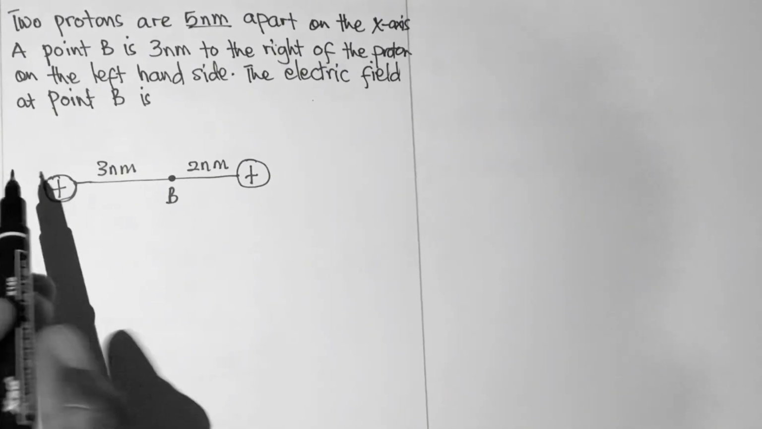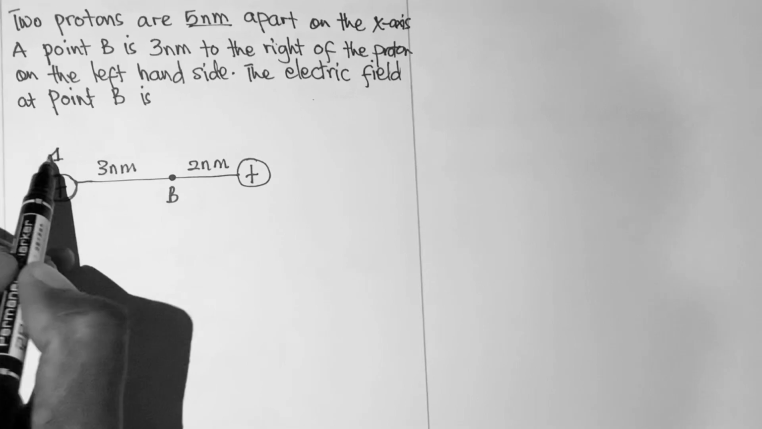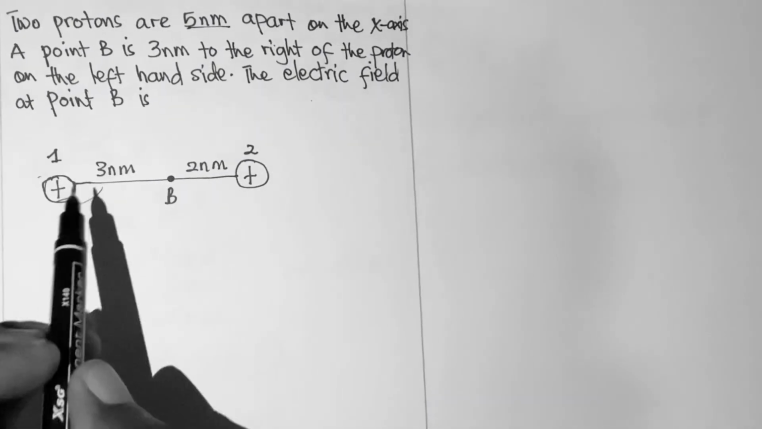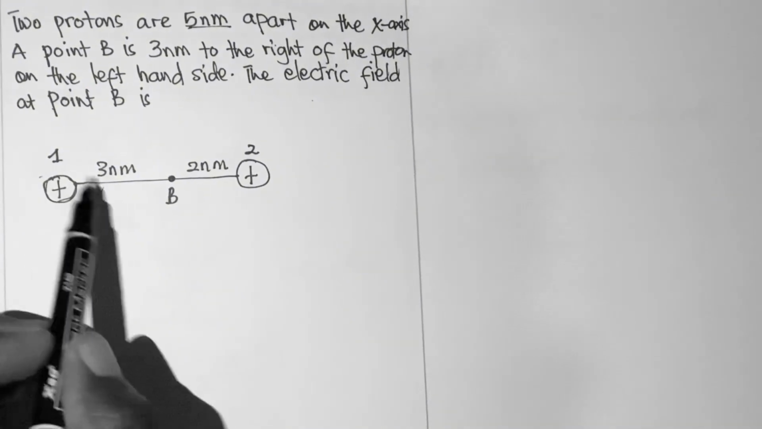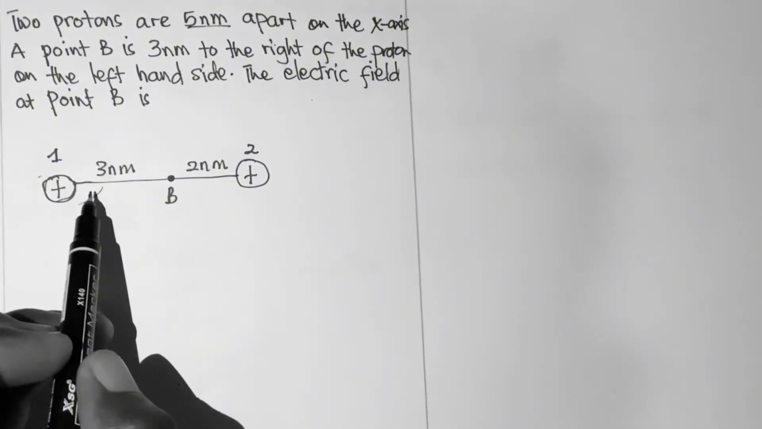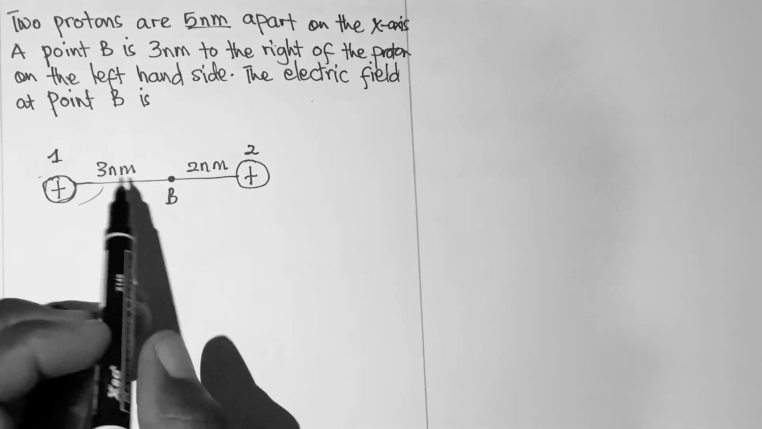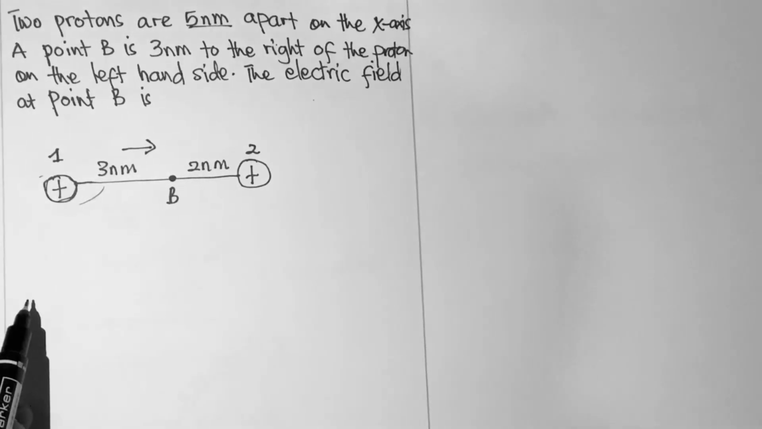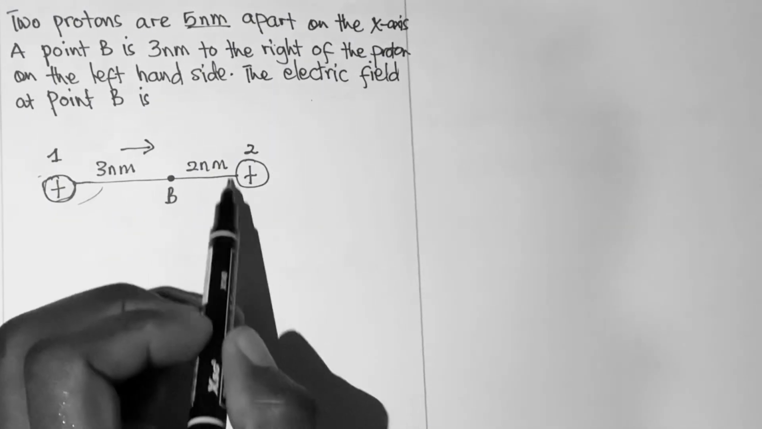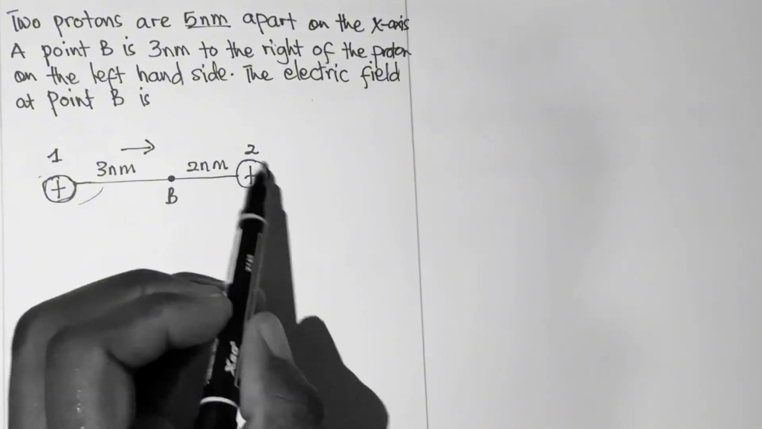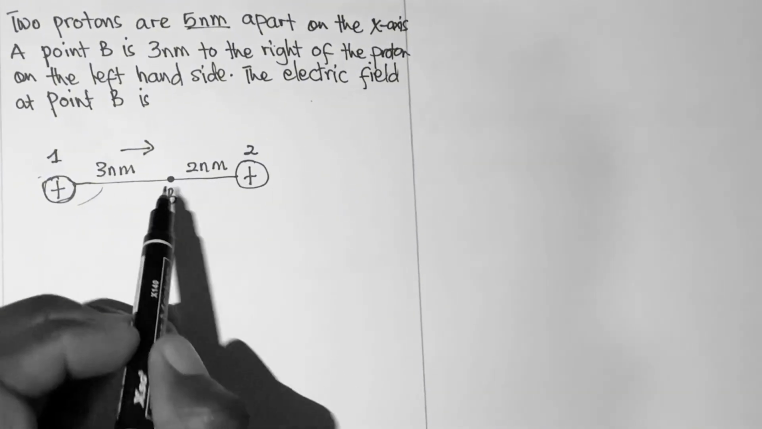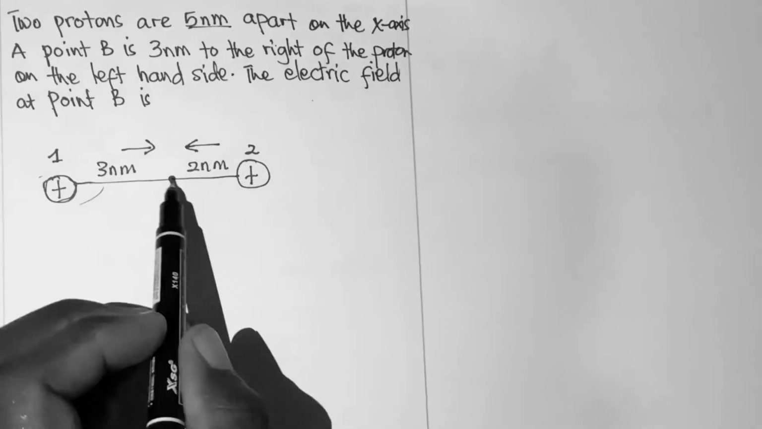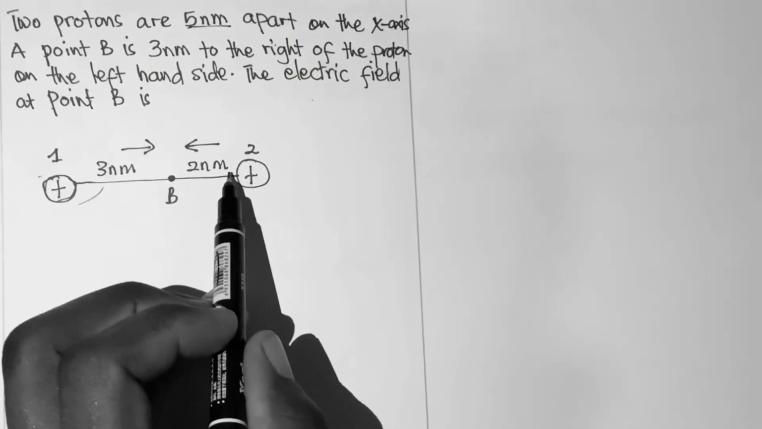But now, let's label this as proton 1 and then proton 2. With reference to the proton 1, remember that we said for a positive charge, the electric field goes radially outwards. So with reference to point B, the electric field that's here due to proton 1 will be going towards the positive X direction. And then with reference to proton 2, since it is also a proton, the electric field at B will be going towards the negative X direction, because the electric field always goes radially outwards.